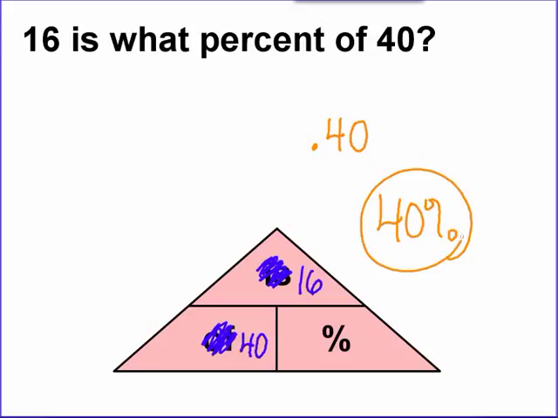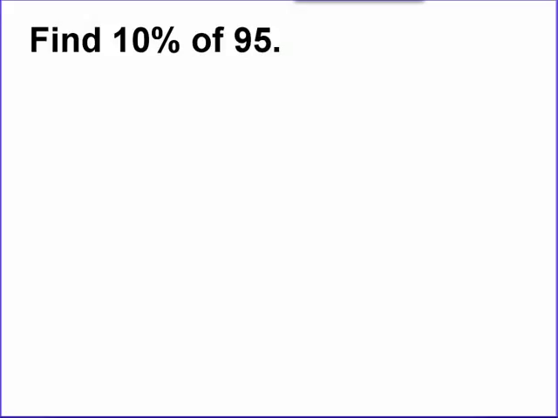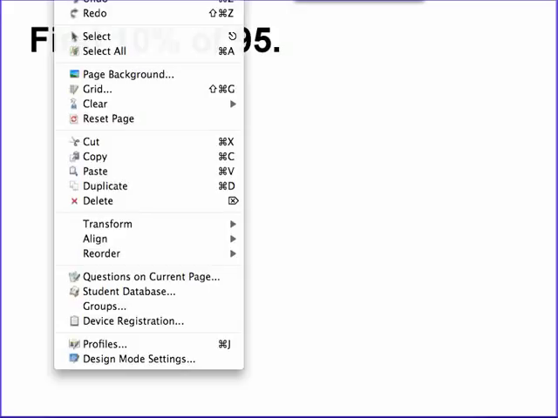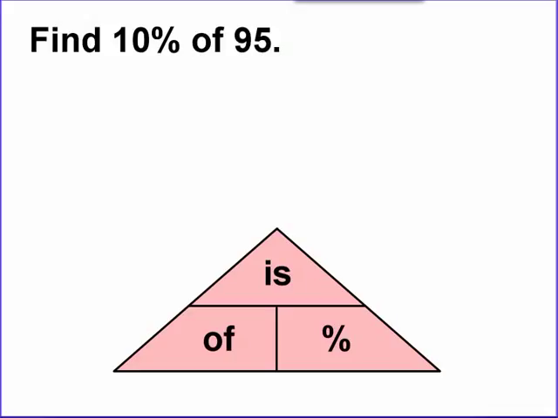Okay. Let's look at another one, and then I'm going to get you going with the expressions. Find 10% of 95. So once again, if you had your is of percent, there you go. 10%, where's that going to go? At the percent, and I'm going to write that as 0.10. Of 95, where's that going to go? Of. And that means 95. What are you going to do with the 0.1 and the 95? Multiply them. And so what do you get when you multiply those two? 9.5.